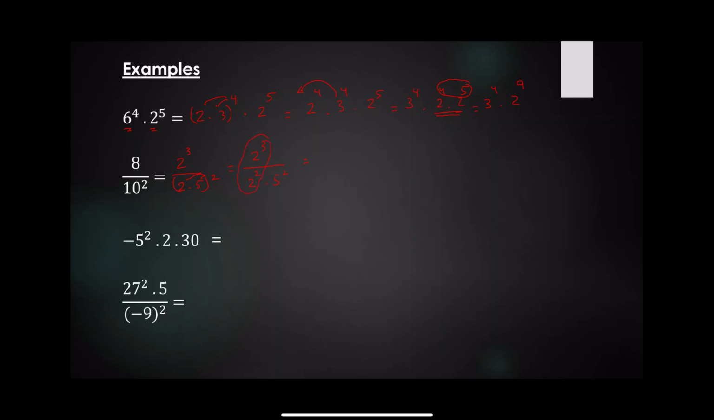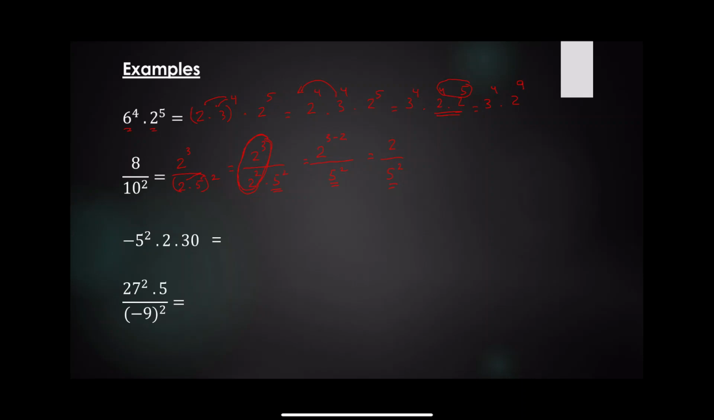Can we do the division here? Yes, we can. We only need to subtract the exponents. So it's 2 to the power 3 minus 2, which is 1, over 5 to the power 2. So again, what I did is this division, and I kept this as it is, because there is nothing common between the numerator and the denominator in terms of the 5.